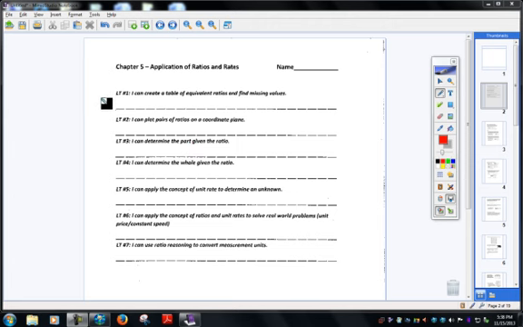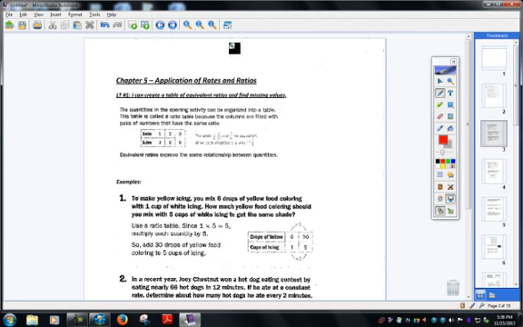Alright, welcome to the first video of Chapter 5. The learning target we're going to be covering is learning target number 1: I can create a table of equivalent ratios and I can find the missing values. Okay, so go ahead and flip to the first page.